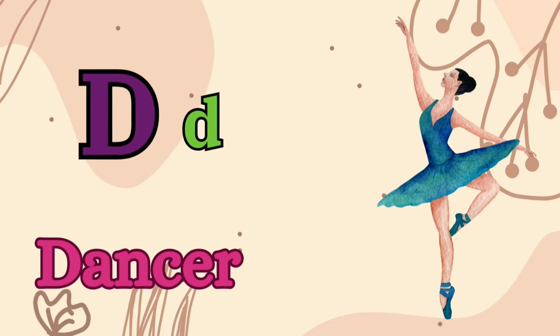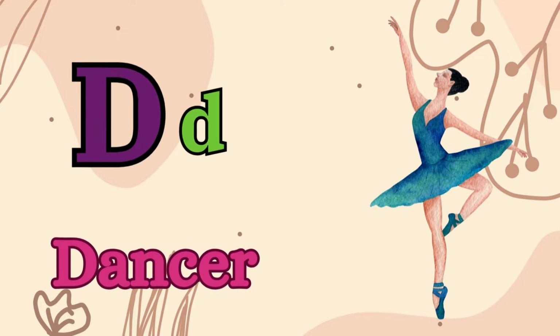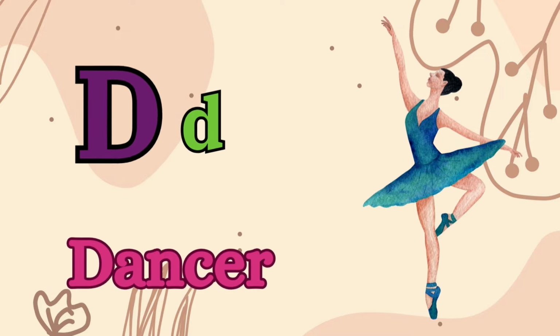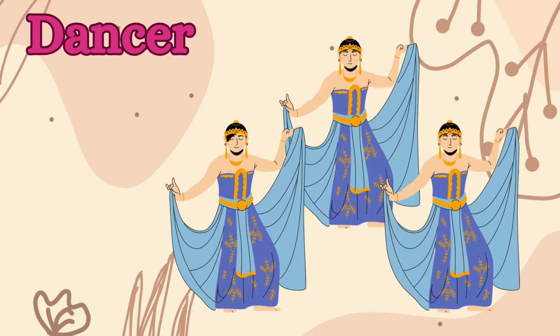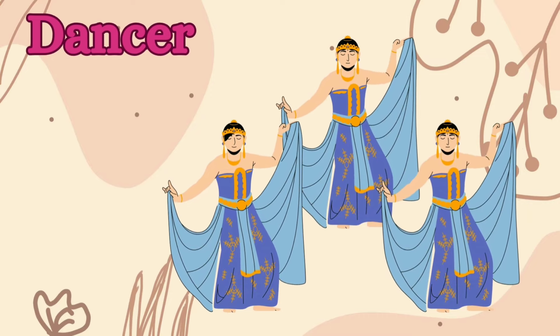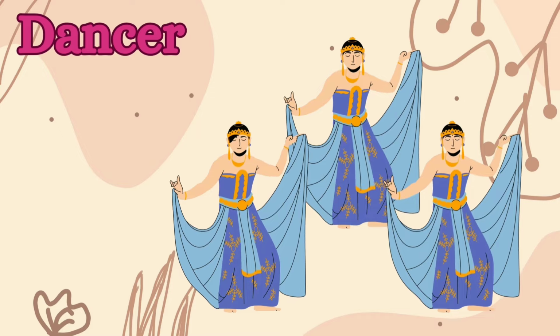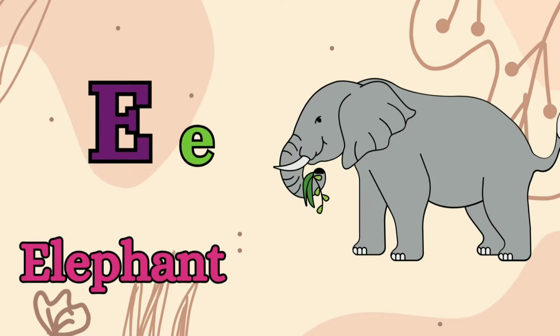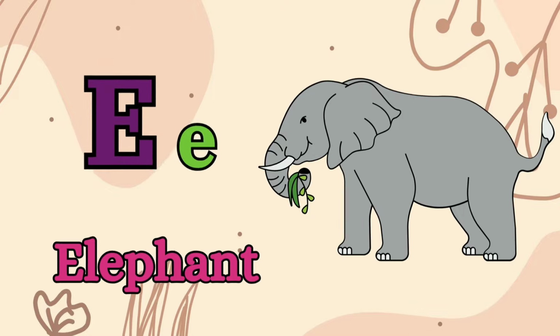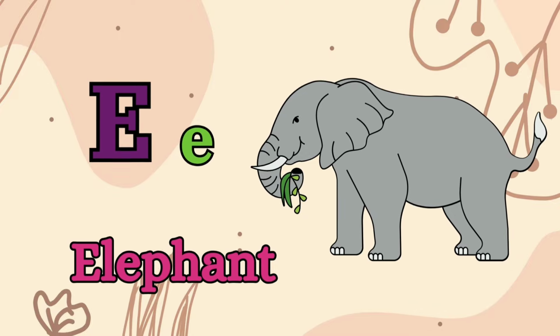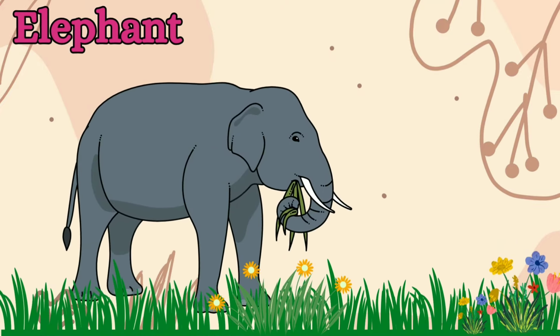D for dancer. D-A-N-C-E-R. Dancer. E. E for elephant. E-L-E-P-H-A-N-T. Elephant.